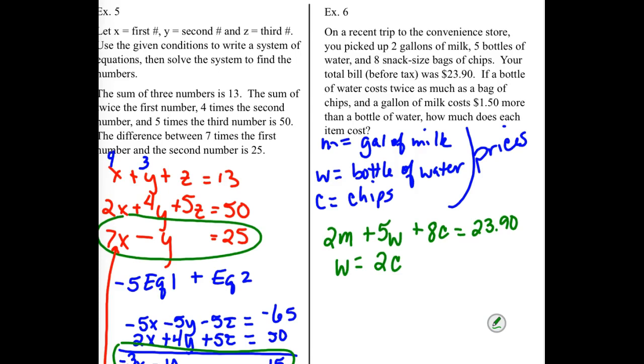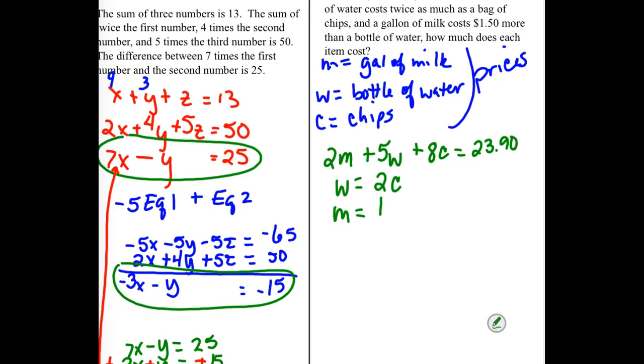And it says a gallon of milk, so M, it says is $1.50 more than a bottle of water. How would we write that? Okay. Do we have 3 equations? Yes. Now, they're not lined up. We like to have M's lined up in a column, W's lined up in a column, C's lined up in a column. So we're going to do some rearranging. But we have our system.